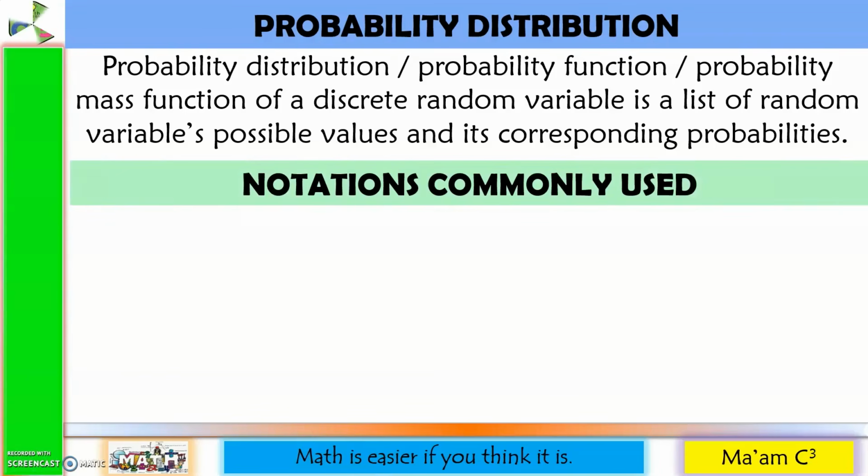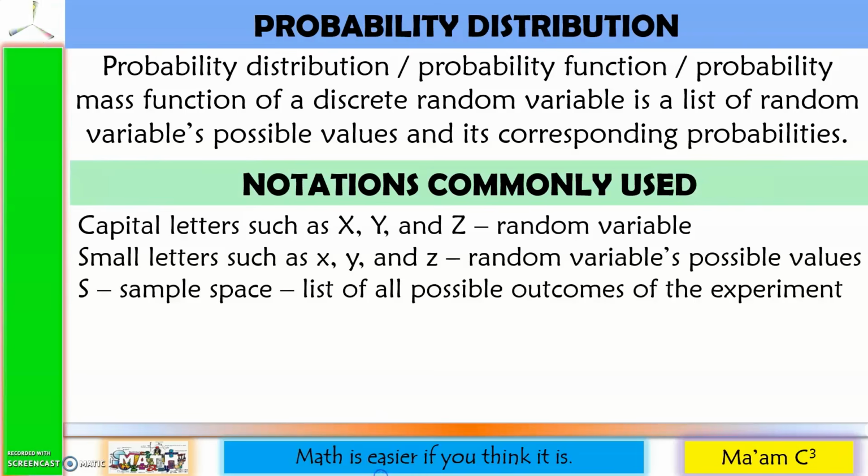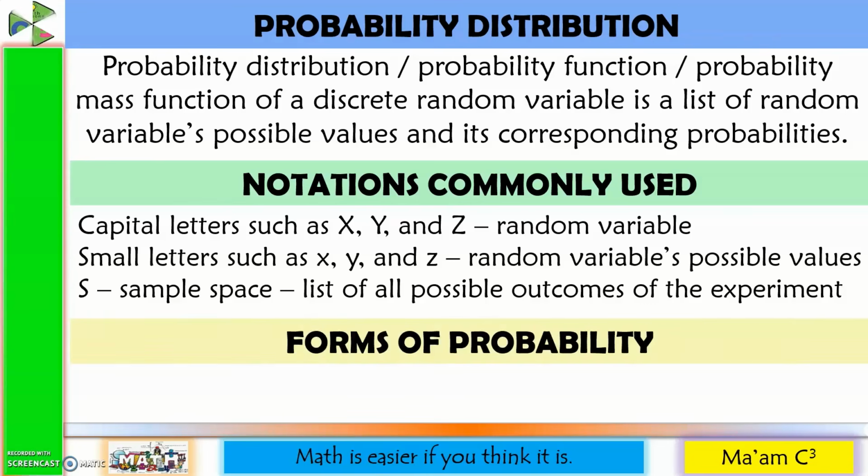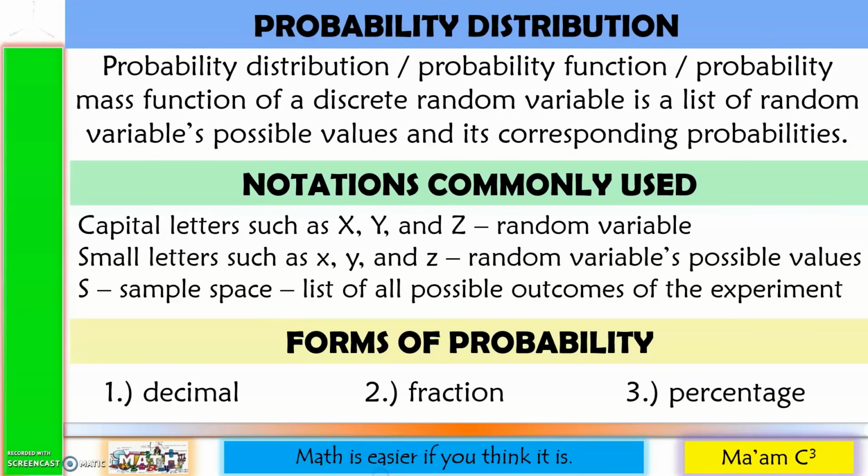Here are the common notations that we are going to use. Capital letters such as X, Y, and Z denote random variables. Small letters such as x, y, and z denote random variables' possible values. Capital letter S stands for sample space. It is the list of all possible outcomes of the experiment. And probability may be expressed in the form of decimal, fraction, or percentage.